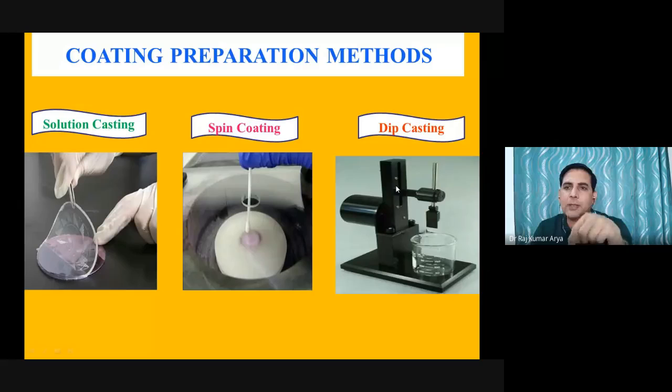If you take it out very slowly, then the bottom will have a high amount of the solvent, so you will have a thicker coating at the bottom. So you have to take it out at a particular speed in order to control the thickness of the film.